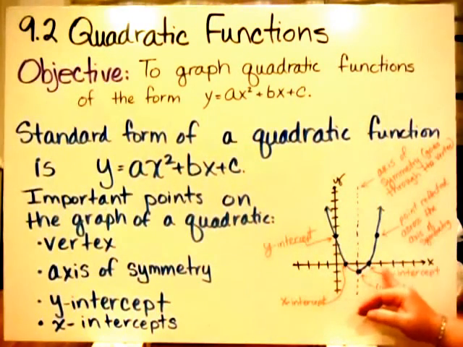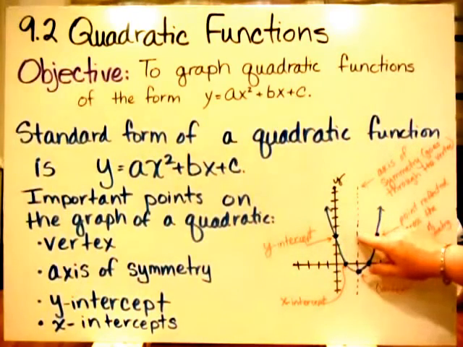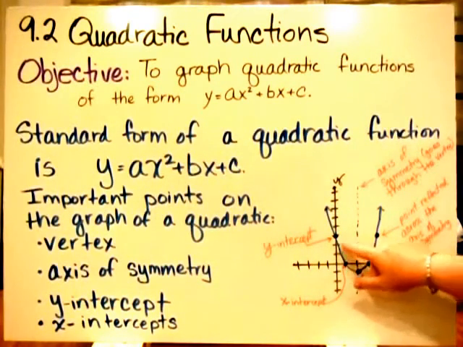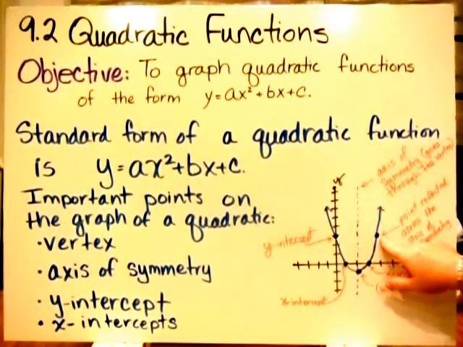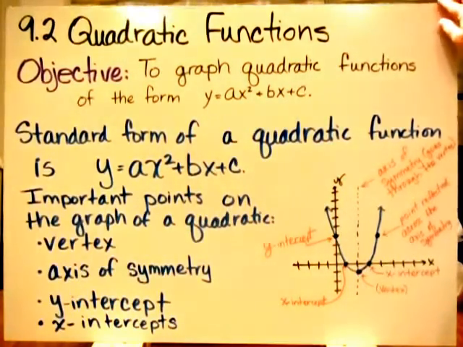So if we go 2 places to the right and up 3, this would be the point reflected across the axis of symmetry. So here is your y-intercept, and reflected across the axis of symmetry is this point. And your axis of symmetry goes right through the middle of the vertex.